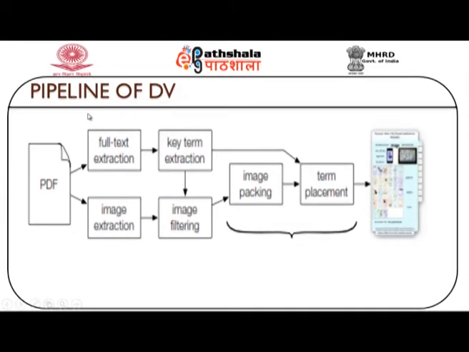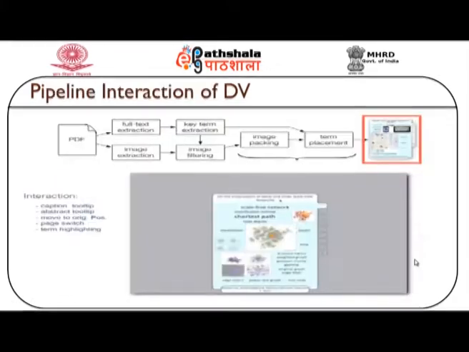Finally, if we look at the pipeline of document visualization, you have the text in the form of a PDF or some other document file. You try to extract the full text from the entire document. The full text is being extracted. Similarly, the image is also being extracted. Then the image is being filtered. The key terms are being extracted from the full text. Along with the image, we try to pack the key terms as well as the image. We try to place the terms in particular locations and then display them in a particular format. So this is a general pipeline of document visualization.